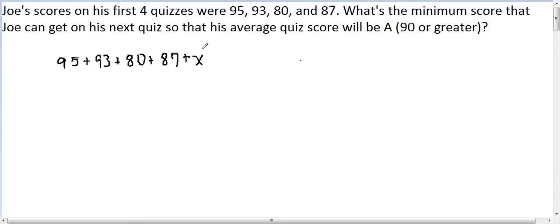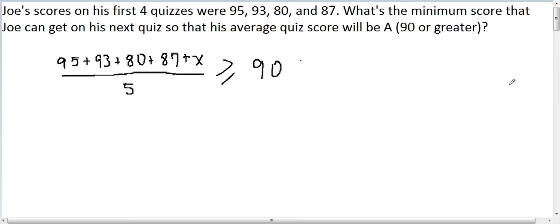We add the x because we need to remember to include the score that Joe is going to get on his last quiz. There are a total of 5 quiz scores, so we're going to divide this by 5. And this represents the average of Joe's 5 quiz scores. This statement says that the average of Joe's quiz scores needs to be greater than or equal to 90. So this is the inequality that we need to solve for x.